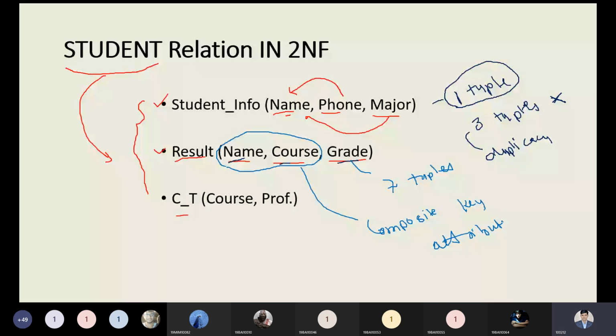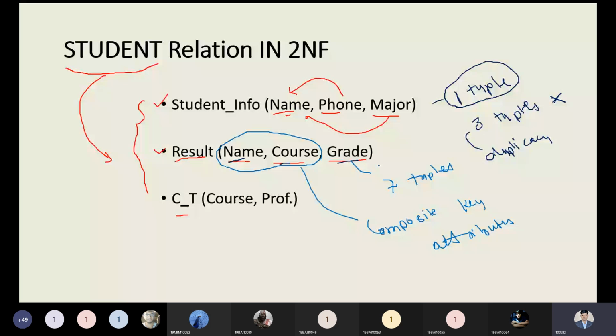Now, how can you say the grade can be a key attribute? No, it will always be a non-key attribute. Why? Maybe it is a good class in which all students got grade A. No student got B or C, every student got the A grade. Then we have multiple copies or duplicacy. So definitely it could be a non-key attribute.